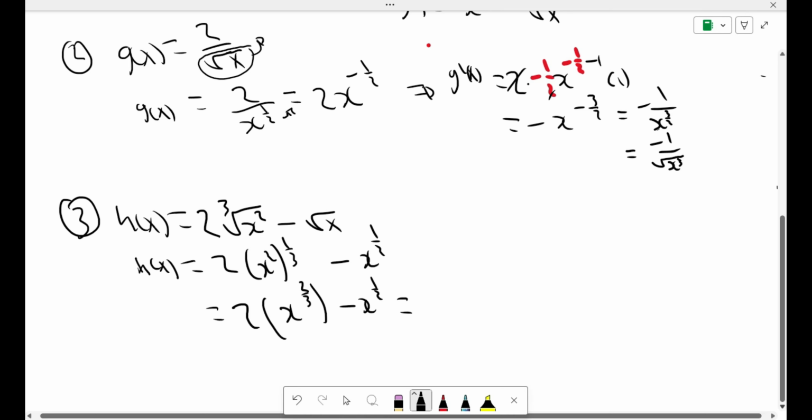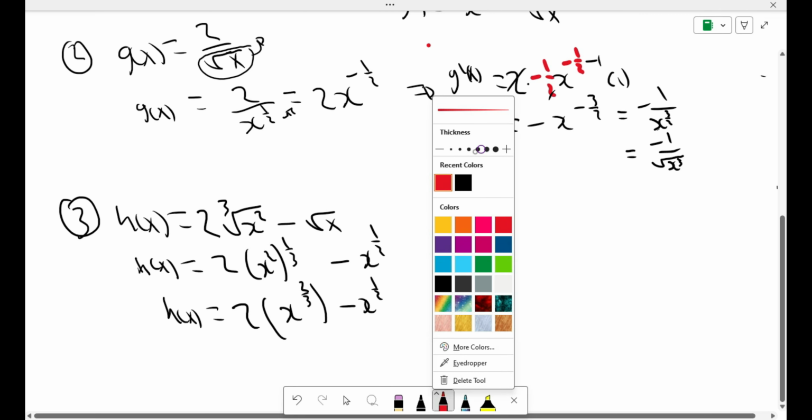Now this is still our h. Remember, let me undo this. This is still our h. Now, let me write it this side. Let me decrease the thickness.